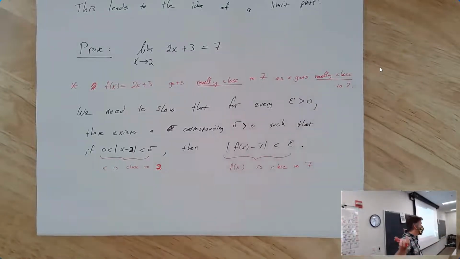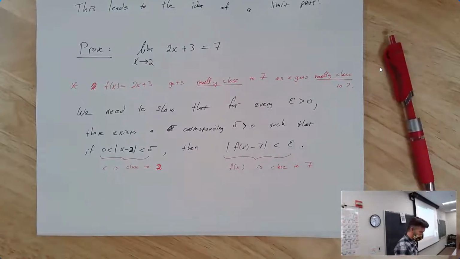That's all a limit means, right? As x gets close to whatever x is approaching, the function gets close to whatever the limit is supposed to be. That's all we mean when we talk about a limit. Okay, so how do we actually prove this? Well, we've really already done the work for the proof.